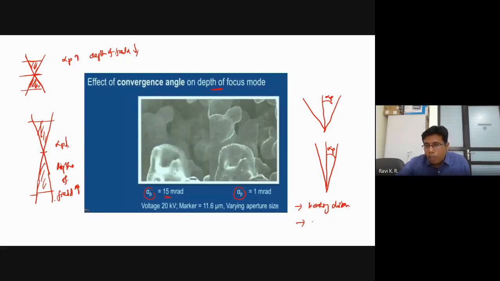Another thing is the aperture size. What is working distance? Now you have the objective lens and your sample. When you come closer and closer, this angle will increase. When you go away, the angle is going to be lower. Okay. Same way, the aperture size.